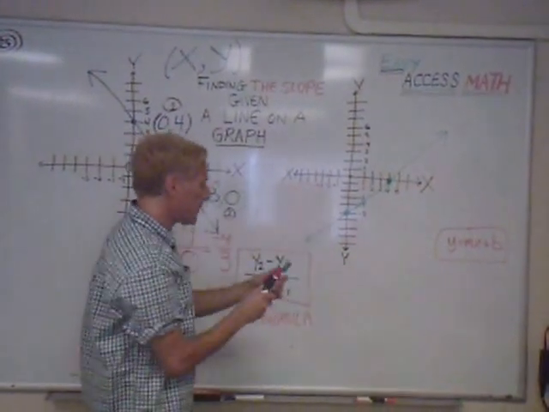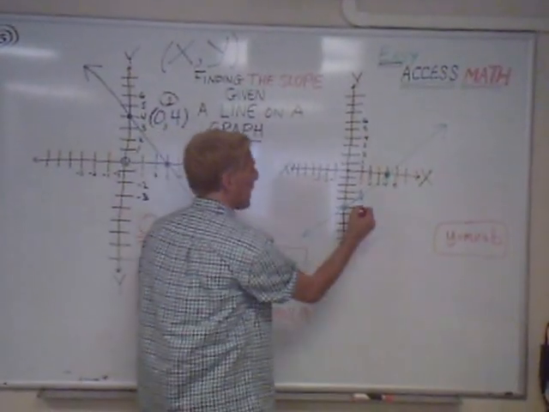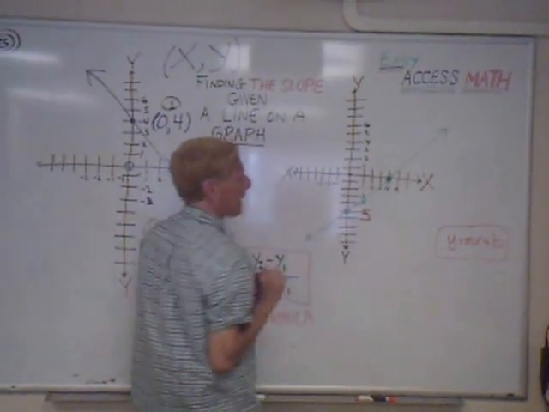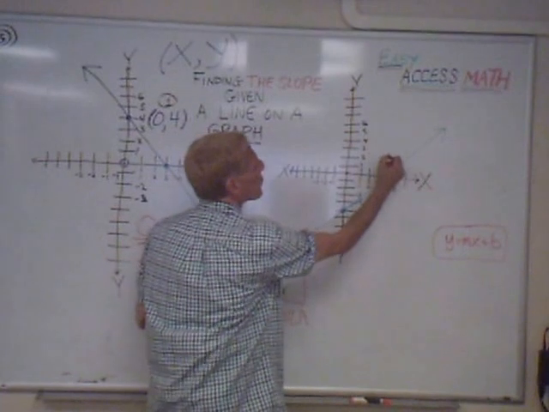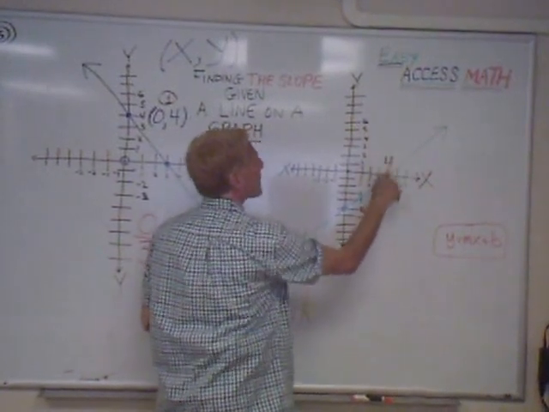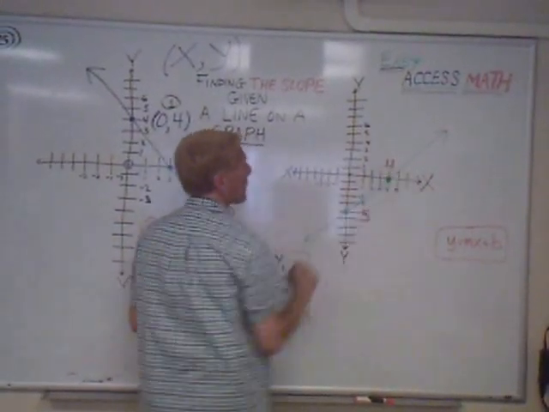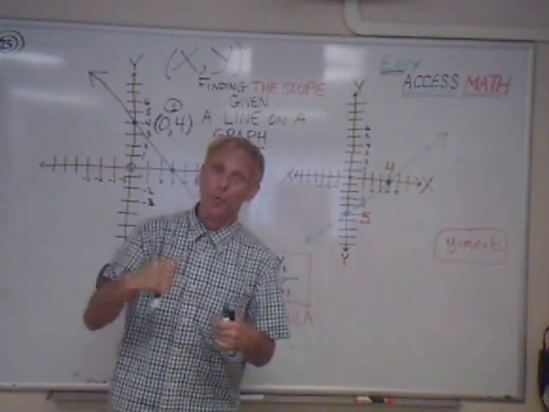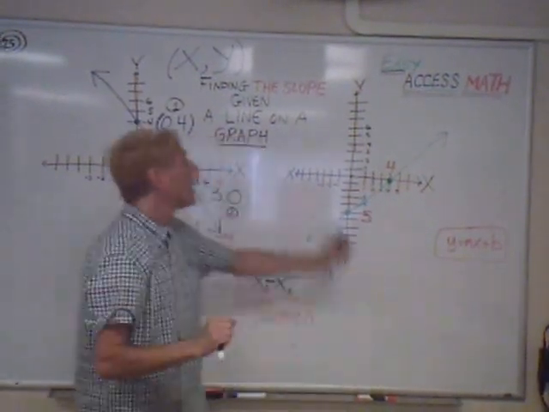Now I want you to try this one. Look at the points. I'm going to show you the points here. It crosses the y-axis at negative 5, and it's crossing the x-axis at 4. Remember, when it crosses the axis, the other coordinate is 0.